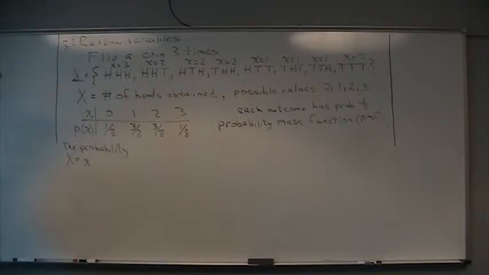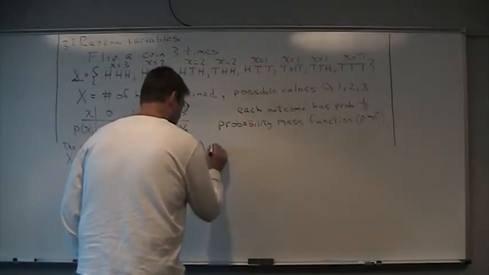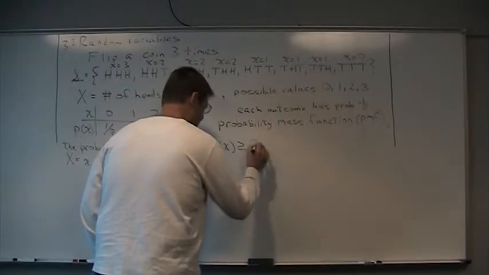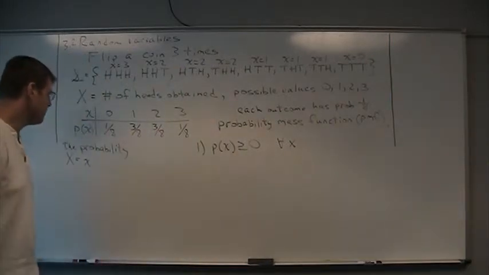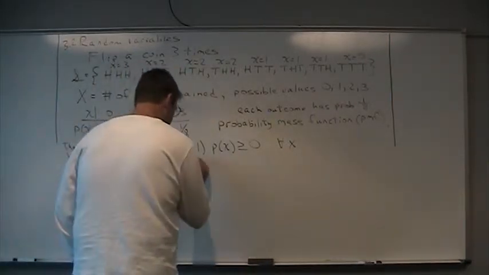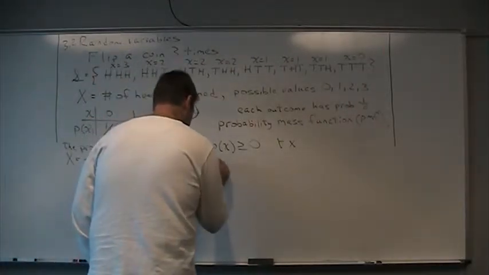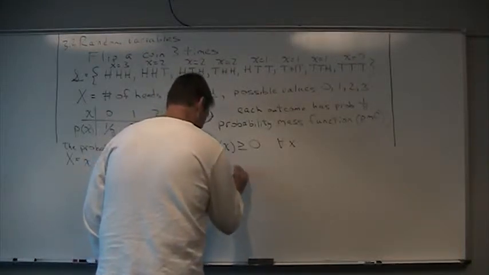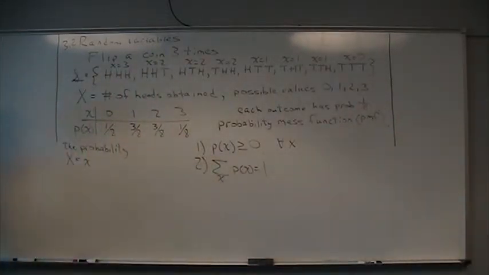There are some basic properties that go along with the probability properties we've talked about here. One of them is that the probability of x has to be greater than or equal to 0 for all x. And the second one, for a discrete random variable, is that if we do the sum over all values of x of p of x, this has to be 1. Nothing new about those properties, just applied here to a discrete random variable.